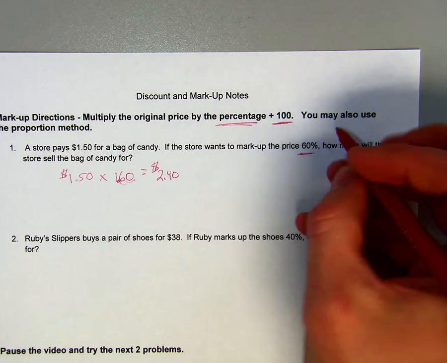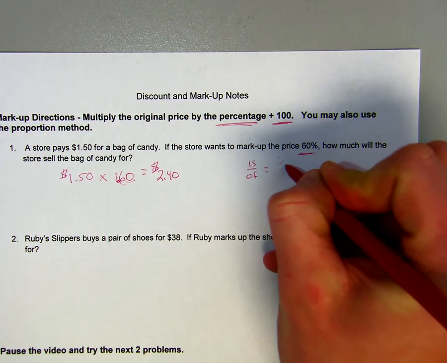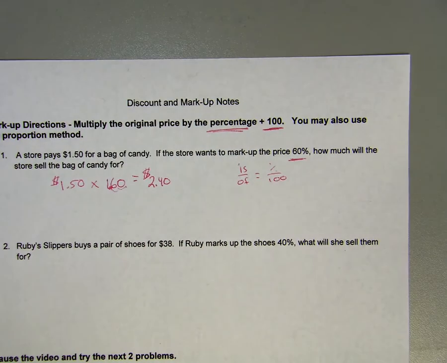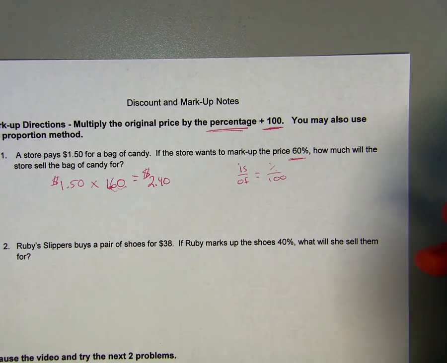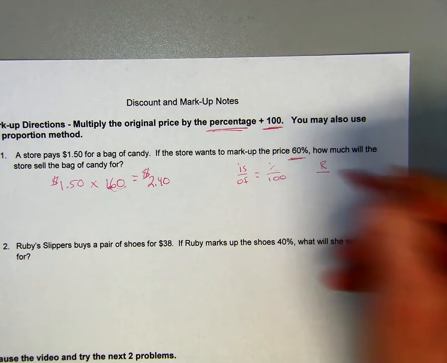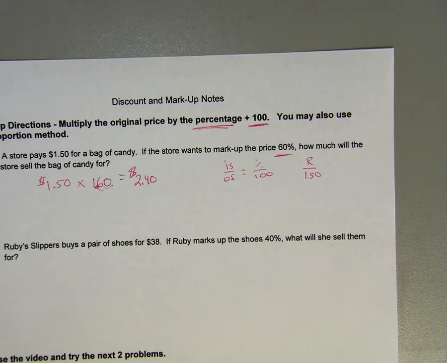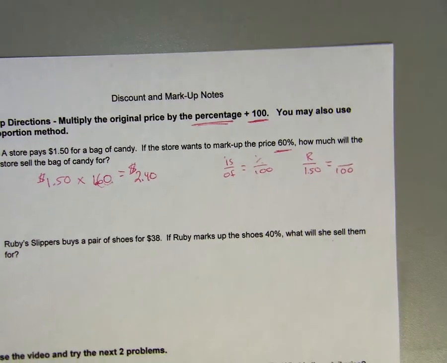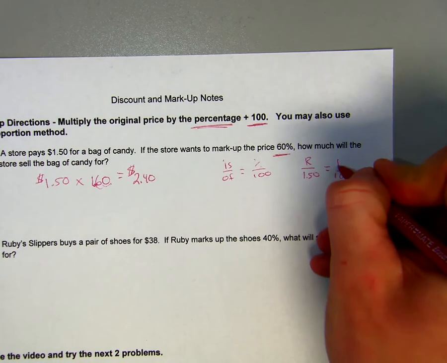Okay? And my proportion method, remember, is is over of is equal to percent over 100. So I'm going to think about my is being my proportional price, which is my end result price, my retail price, and then my of is my total price right now, my original price, so $1.50, and that is going to equal blank percentage over 100, and in this case it's 60% plus another 100%, giving me 160%.